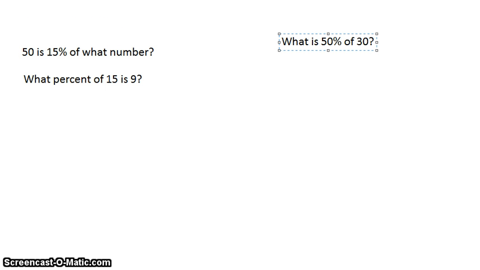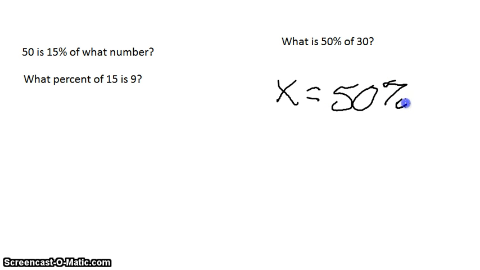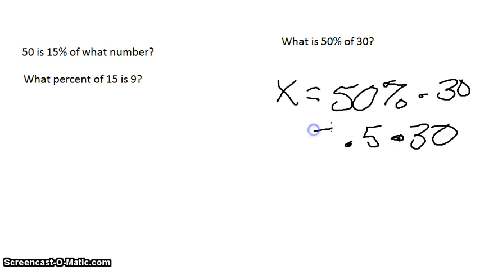So we'll start with this sentence right here. When you see the word what, that indicates that is the variable. So what is x. The word is always means equals, so I'm going to do an equals. 50%, the word of means multiply, of 30. Now, that would be your equation, and you can change the percentage into a decimal, which we talked about earlier. So that'd be 0.5 times 30 equals x, and so x equals 15.